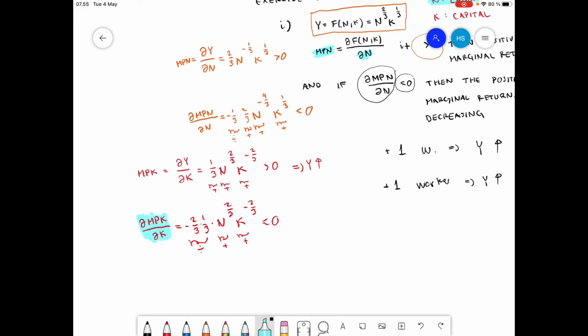So if I add one more unit of capital today, I know that output will increase by, say, 5 units. The next unit of capital I add to the production facility will also increase production, but not by as much as the previous unit we added of capital.